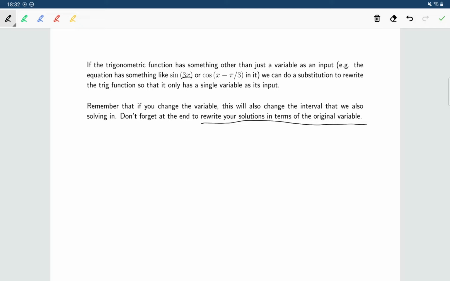And don't forget, of course, that when you're changing your variable from 3x to u, or from x minus pi over 3 to u, that's going to change the interval of solutions. So we do have to be a little bit cautious here if we're doing our substitutions.